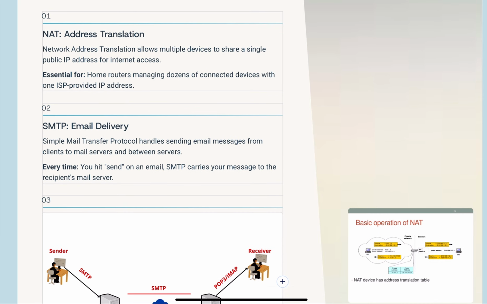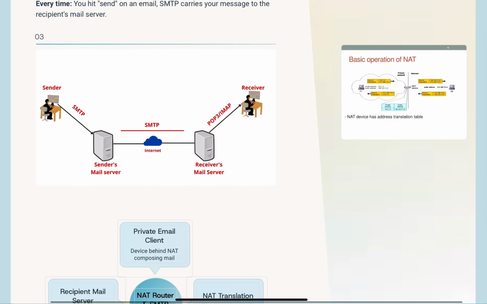And what about the SMTP? It's just for email delivery. Let's say you're trying to send an email to the whole school or to help students in the school. What happens here, you need Simple Mail Transfer Protocol. This one is just for simple. It handles sending email messages from clients to the mail server and between servers. Every time you hit send, the SMTP just carries your message to the recipient mail server. You can see how it works here.